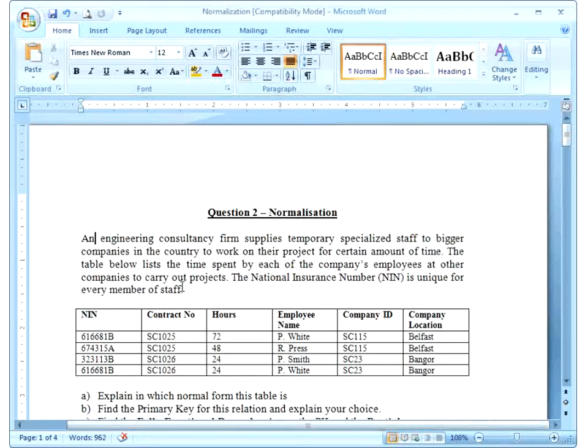So you have an engineering consultancy firm and different employees, your staff, who are associated with different companies. They are specialized in their work and are working on different projects. So this is the unique national insurance number of the employee. This is the contract number, this is the hours, this is the employee name, this is the company ID, and this is the location.